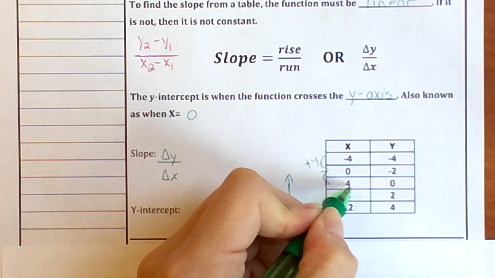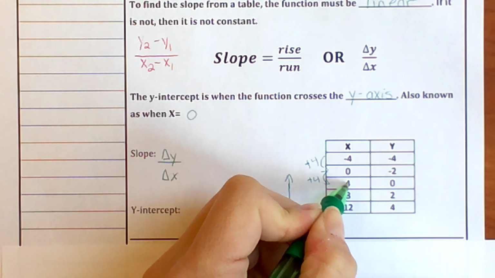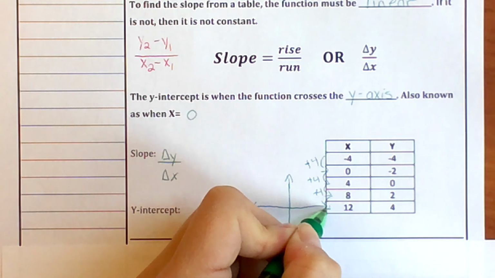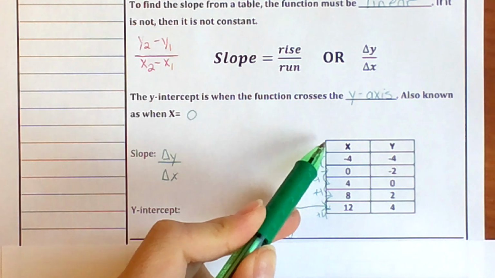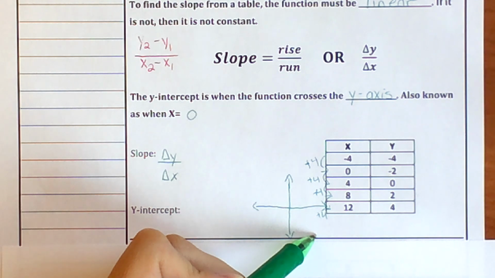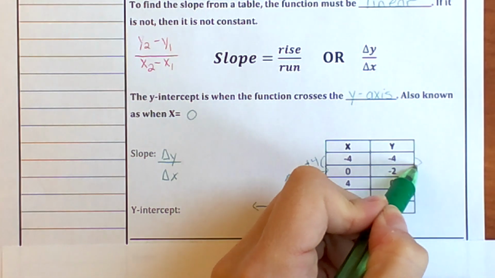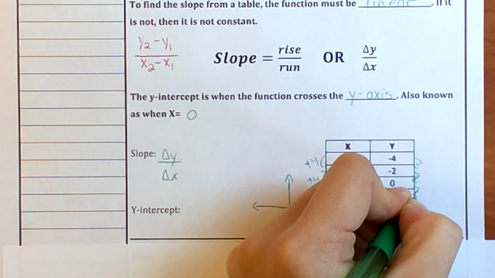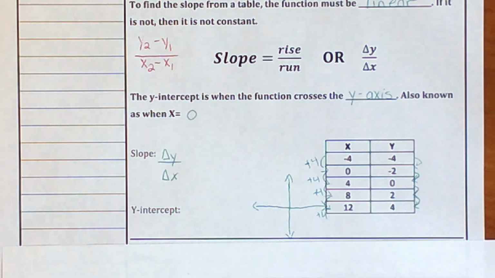0 plus what is 4? That's plus 4. 4 plus 4 is 8. 8 plus 4 is 12. So we have a constant rate of change of adding 4 on the left-hand side. So let's check our rate on the other side, and we're going to see, is it going up by a constant rate of change, meaning the same rate of change?